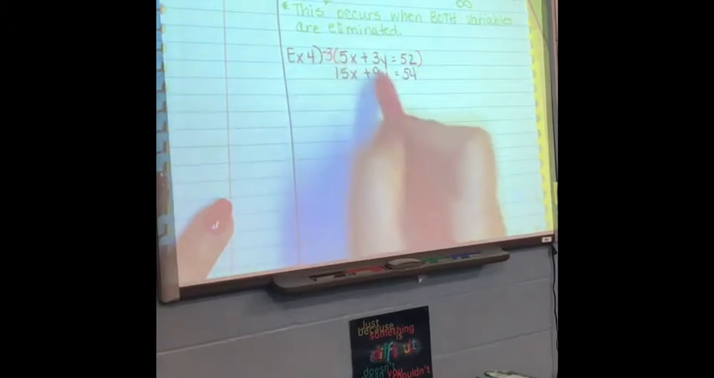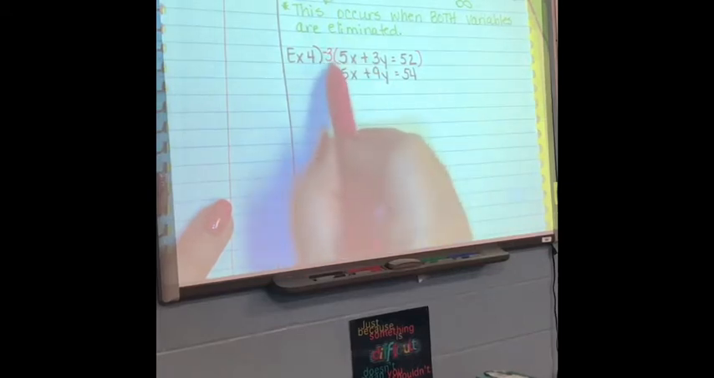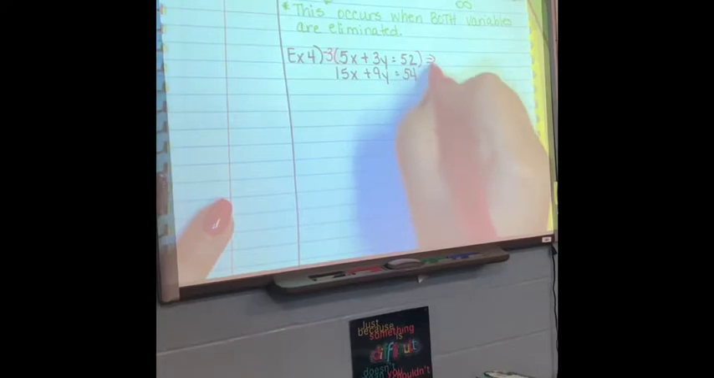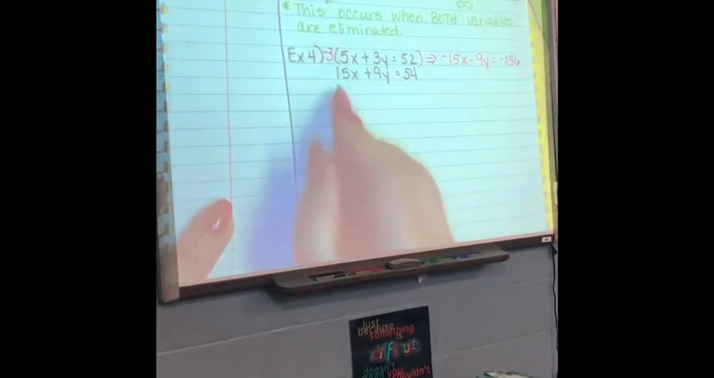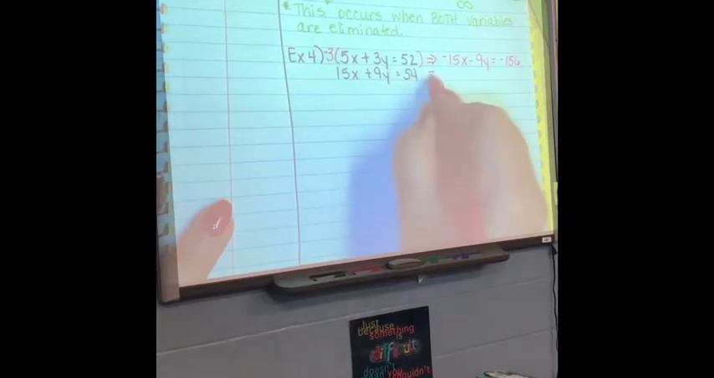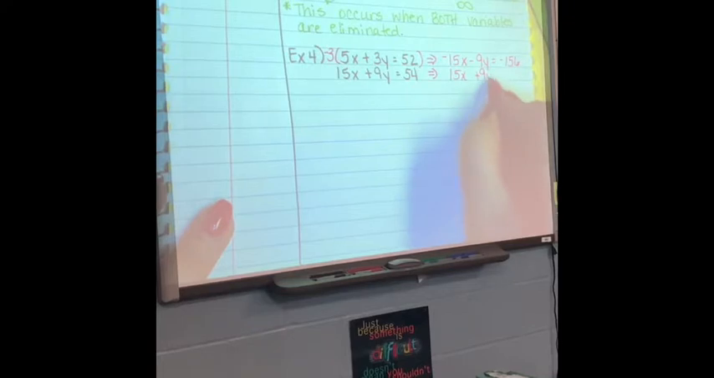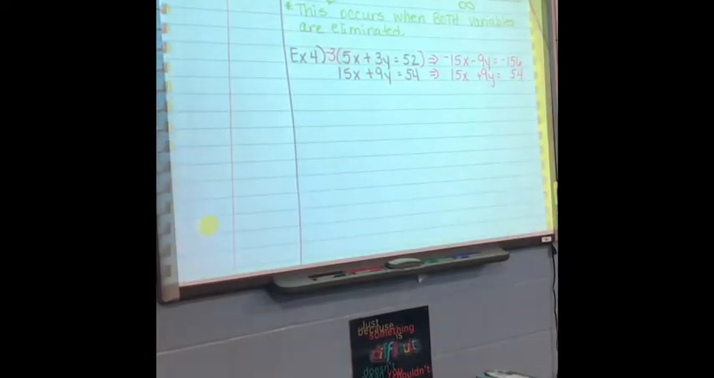Got to have the negative because I need the opposite sign on one of them, right? If one of them was already opposite signs, I wouldn't have to do that. But this one isn't. So then I'm going to multiply that out, and I get negative 15x minus 9y equal to negative 156. I'm not going to make any changes to the bottom one, but I am going to go ahead and bring it over. So 15x plus 9y equals 54. And I start to see that something there is definitely going on, right?